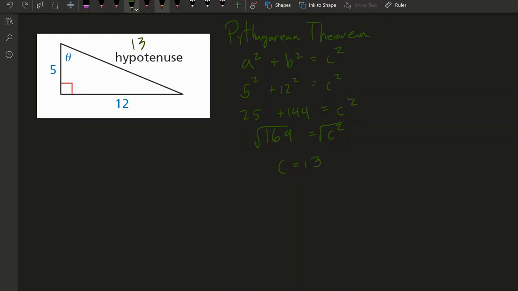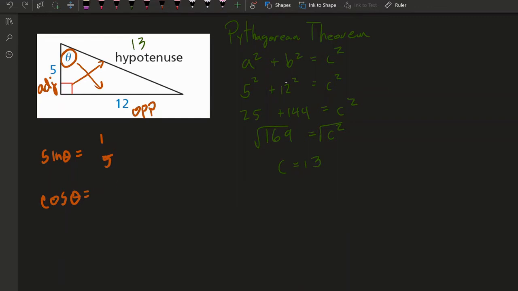Now that I have that, I can just label all 3 sides. So here's theta. Going across from the 90, there's the hypotenuse. Going across from theta, that is the opposite. And then the side that's touching, that's not the hypotenuse, is the adjacent. So, sine of theta is opposite over hypotenuse, so 12 over 5. Cosine of theta is the adjacent over the hypotenuse, so 5.